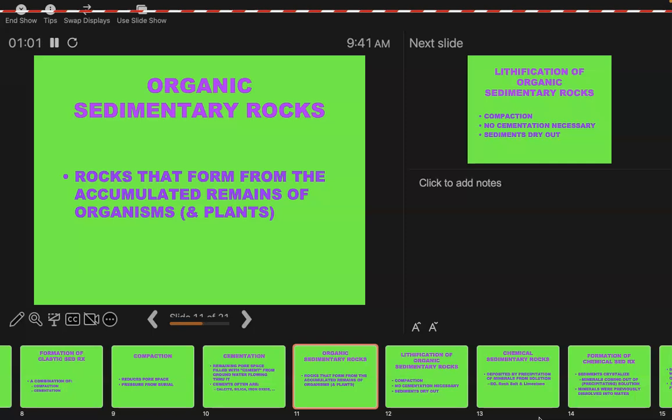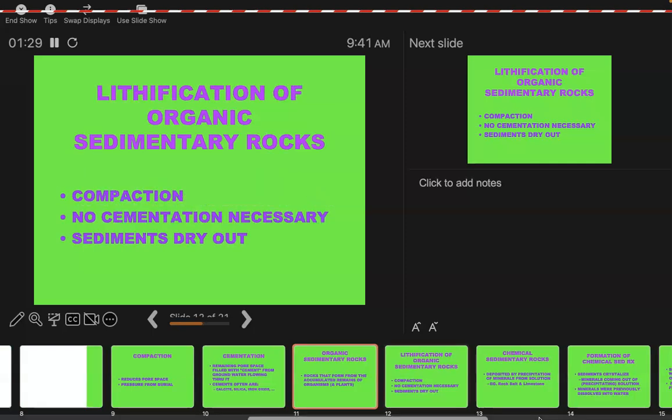But a big chunk of it comes from organic material, be it seashells or decaying plant matter. That's our big thing. Plants are organisms too, right? Always forget that.